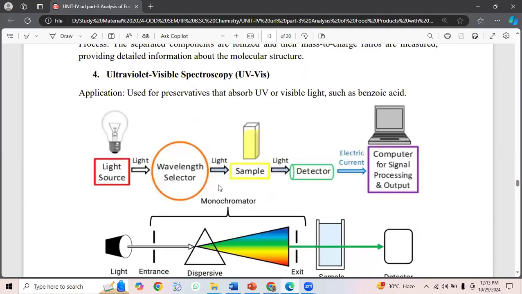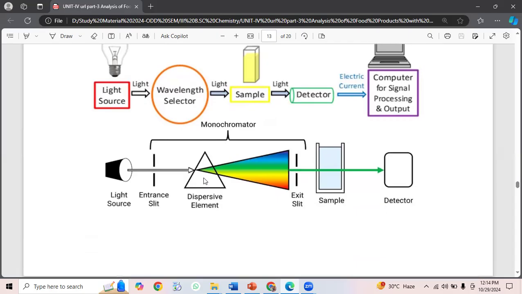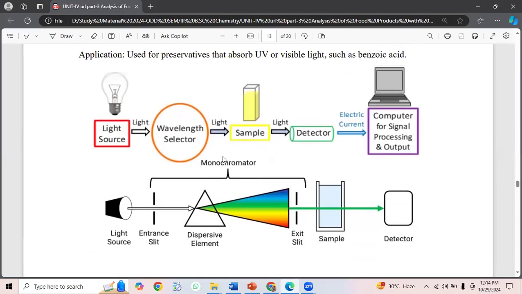is ultraviolet visible spectroscopy, UV-Vis. It is a technique used to analyze compounds; this is the schematic diagram. It is used to analyze the absorption and transmission of UV visible light by a substance, in the range of 200 to 800 nanometers.